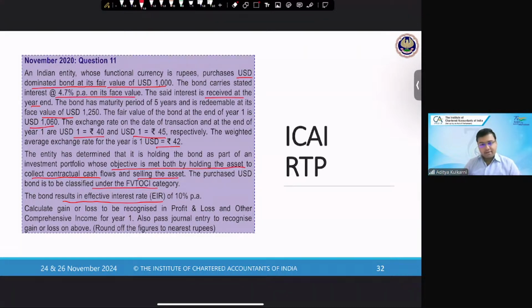Yes. All right. Fine. Because that is the starting point. Now, what Ind AS 109 tries to do is understand your purpose behind making investments in financial instruments.